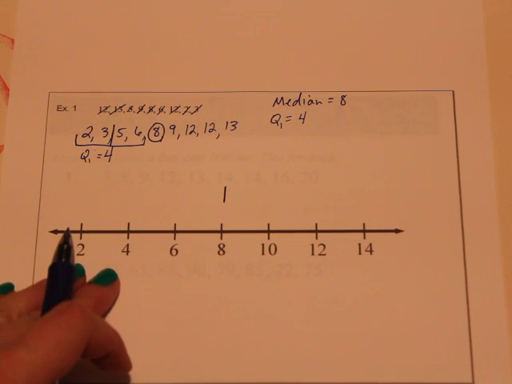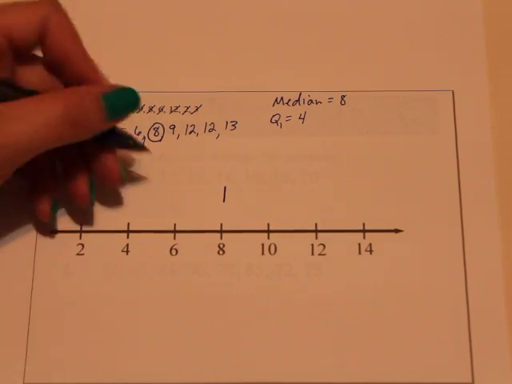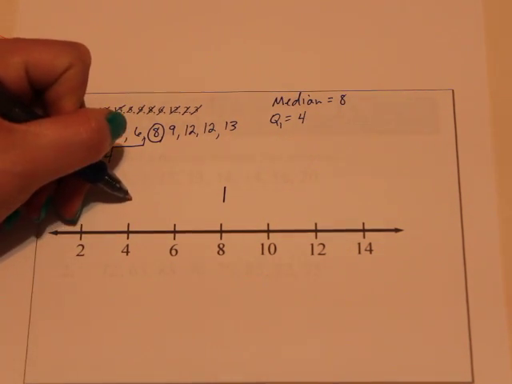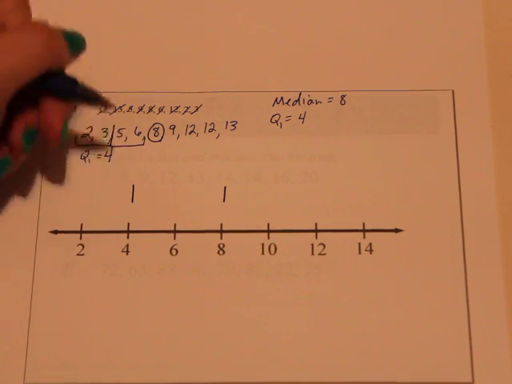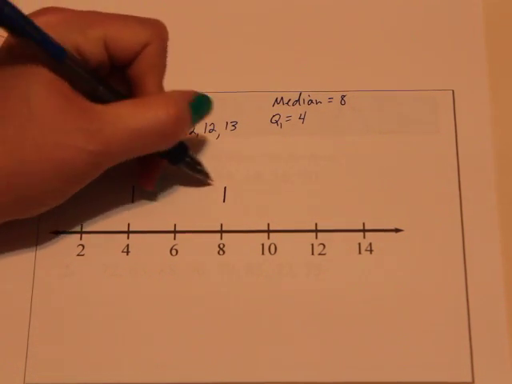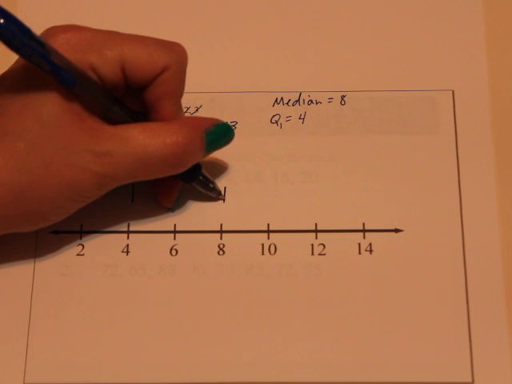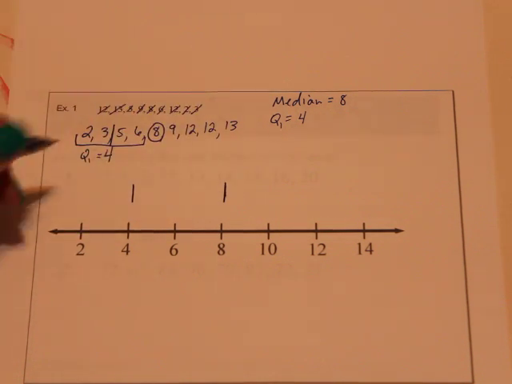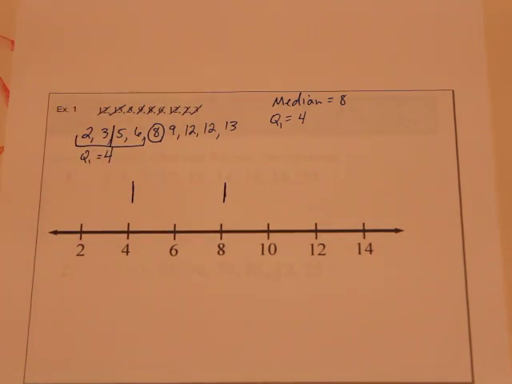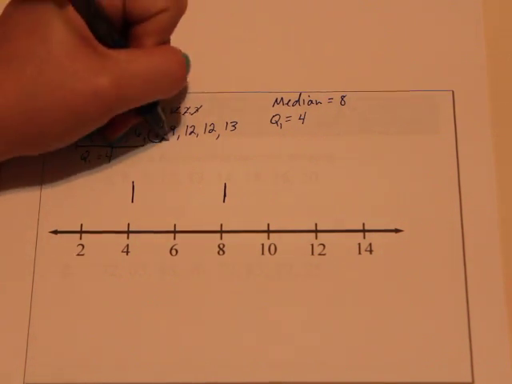Now we'll go to our number line again, and we find 4, and again we draw a vertical line right above it. Now you need to make sure that it's in line with the other one that you just drew for your median, because we're going to be making a box from these lines here. Now next step is to find Q3.